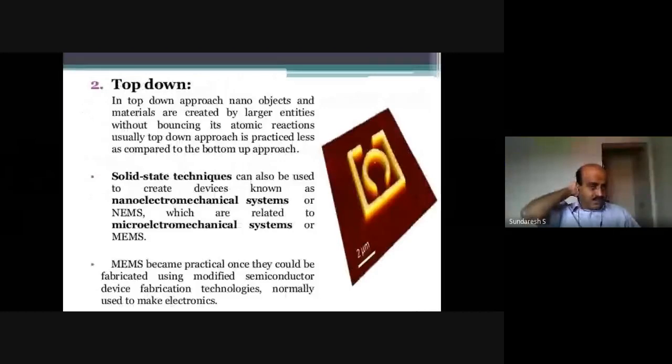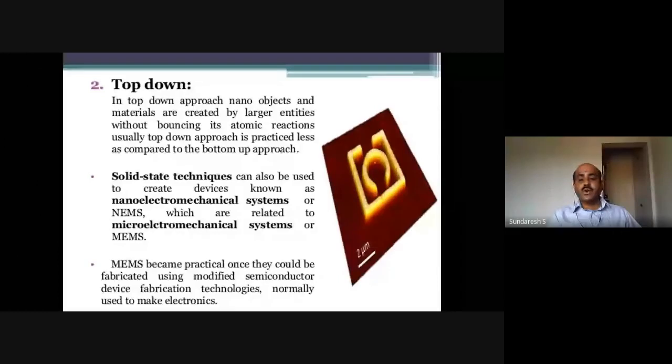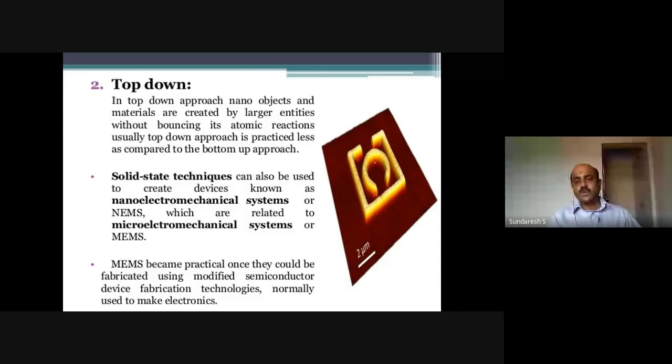The second one is the top-down approach. In the top-down approach, nano objects and materials are created from large entities without bothering about atomic reactions. Usually, the top-down approach is preferred less as compared to the bottom-up approach. Means we are not talking about reactions taking place at the atomic level. We get the objects from larger entities, usually. We are not talking about, with respect to the atomic level, how they will chemically bond together or bind together to make the assembly.